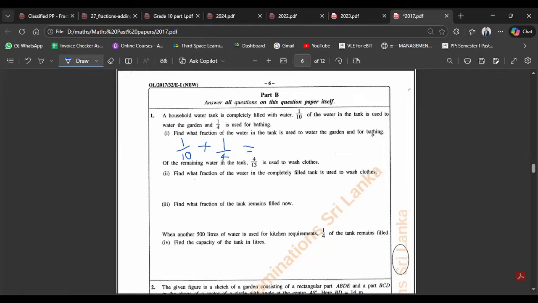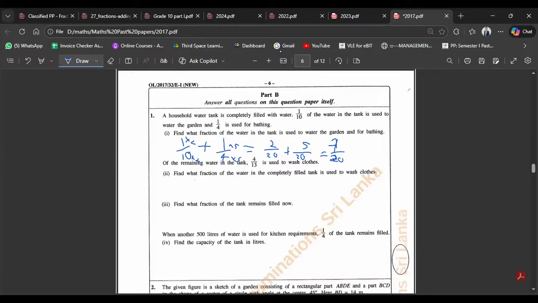So here, if you have to add the fractions, we have to make the denominators the same. So we can make the denominator 20 here. I can multiply this by 2, this by 2, this by 5, this by 5. So here we will have 2 over 20 plus 5 over 20. So altogether the total is going to give me 7 over 20. That's it. You will be getting the marks for the first row.